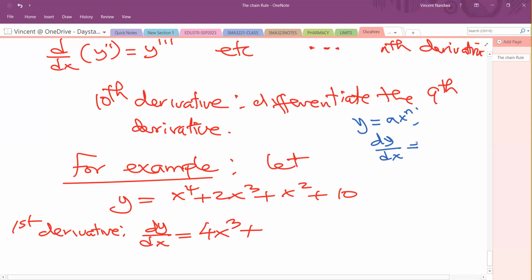I have the function y equals a x power n. I want you to tell me what is dy dx. Why are you getting D? I said this is small a.